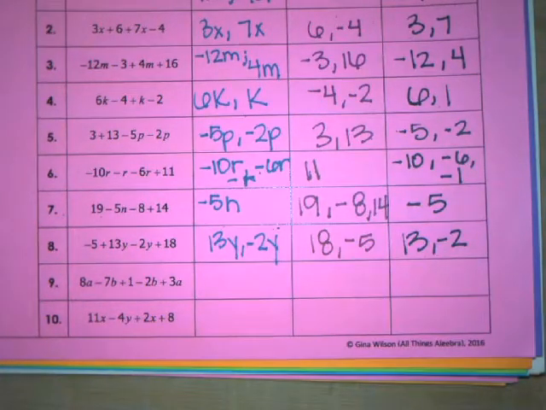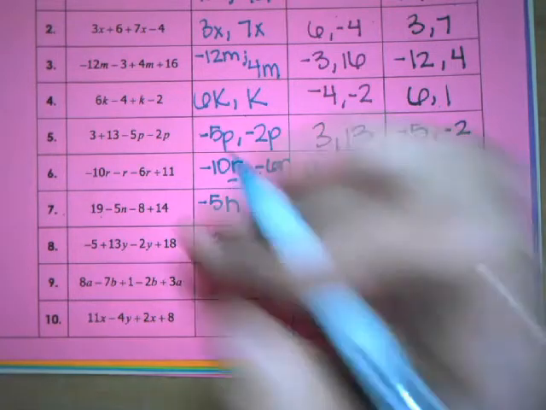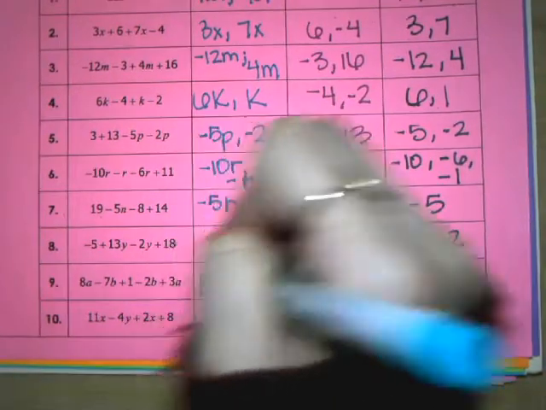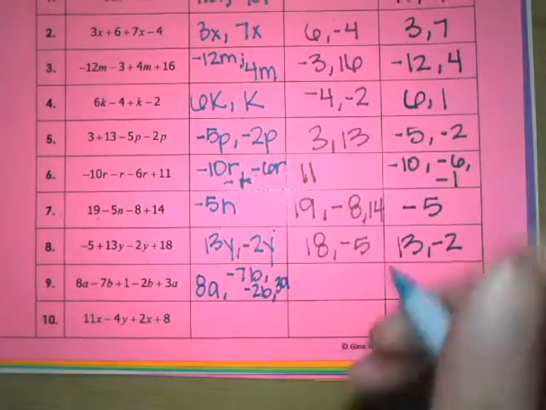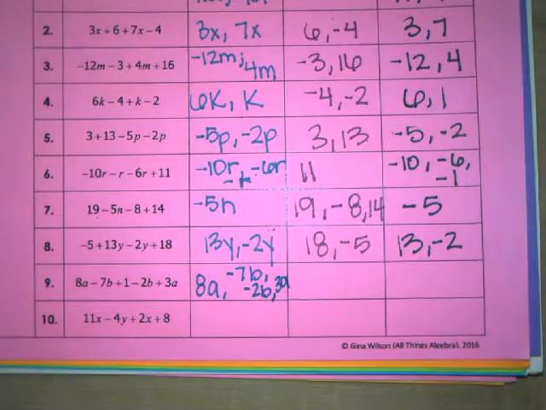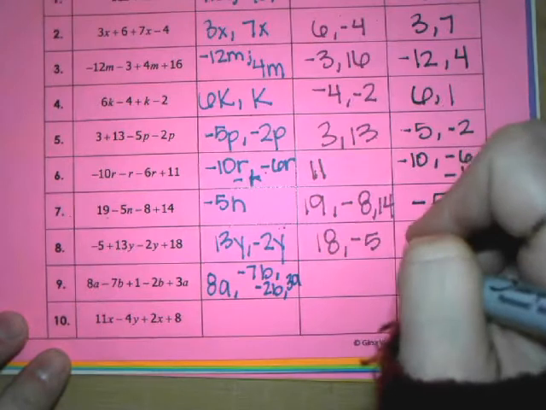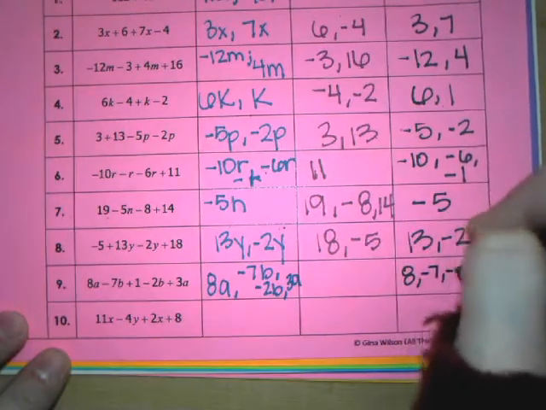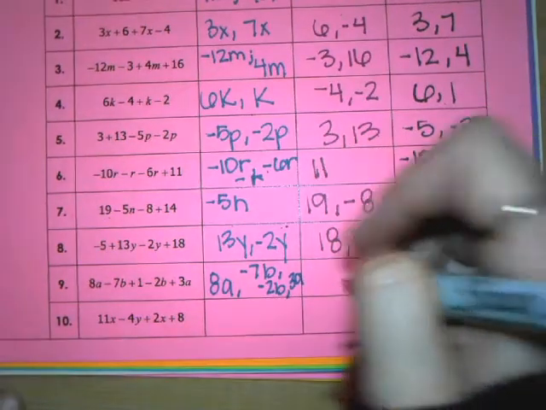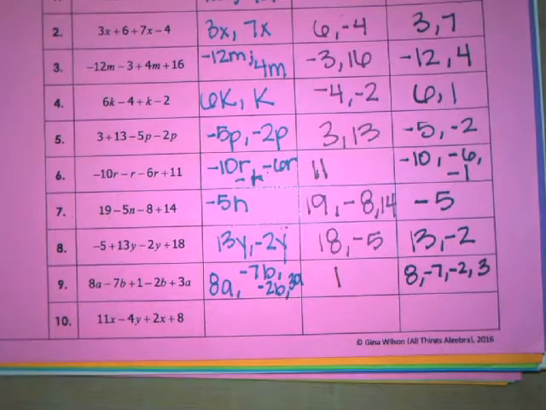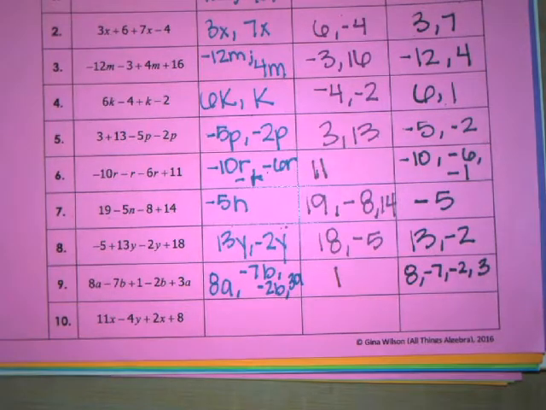21. What are my variable terms? 8a, -7b, -2b, and 3a. Perfect. 15. What are my coefficients? 8, -7, -2, and 3. Perfect. 7. What are my constants? 1. Perfect. Number 1. What's my constant, or what's my variable terms?